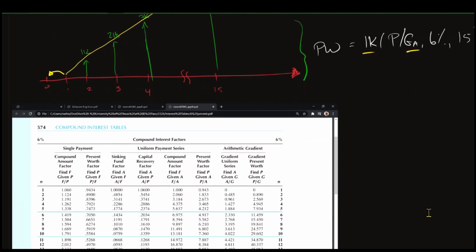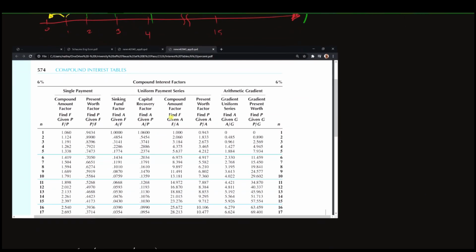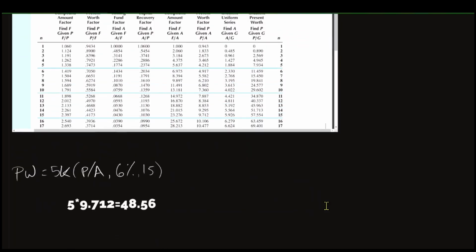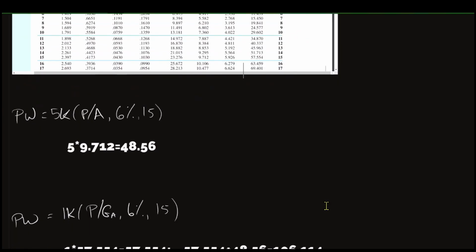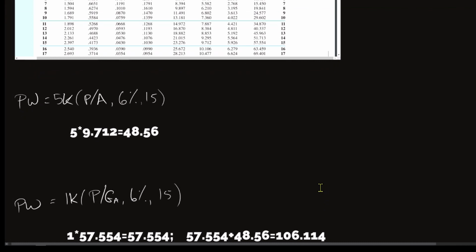Now, instead of using any formula, especially those long ones, I'm going to do what? I'm going to go to the tables, and in the tables you can find arithmetic gradients. I'm going to use P given G, and I think our period was 15. So that would be the factor for P given G. Solving this all the way down, that factor that I just pointed out for P given G, you will see is right here. Since we're dealing with 1K, then it just comes out to that.